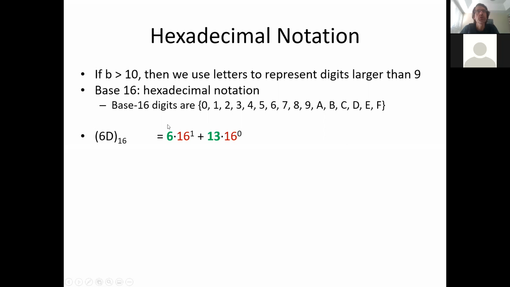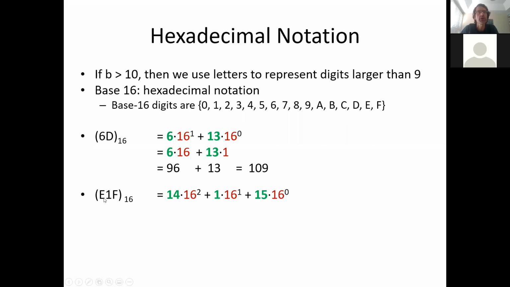So how do I interpret 6D base 16? Again, I write how many powers? Just 2 powers of 16. 16 to the 0 and 16 to the 1, because this is the 0 power digit, and this is the 1 power digit. And D is a 13 and 6 is a 6. So I cross multiply whatever it is.